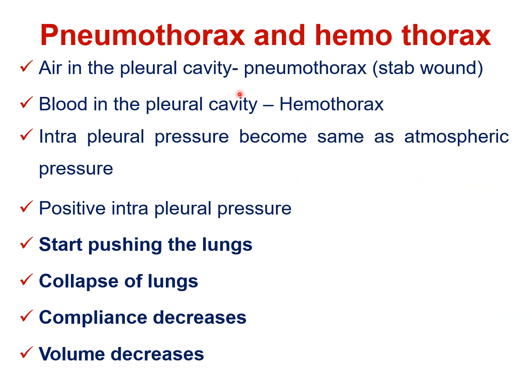Pneumothorax and hemothorax. Pneumo means air. Air in the pleural cavity is called pneumothorax, and blood in the pleural cavity is called hemothorax. Intrapleural pressure becomes the same as the atmospheric pressure in these conditions, so there is positive intrapleural pressure, which will start pushing the lungs. There will be collapse of the lungs and compliance decreases, volume decreases. So these are the other applied aspects.